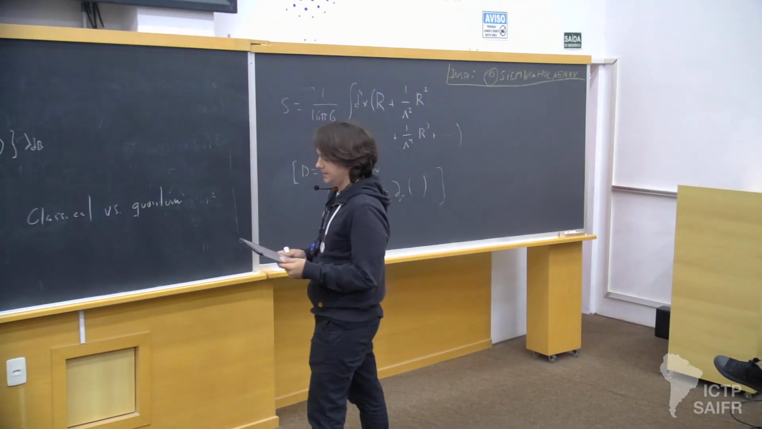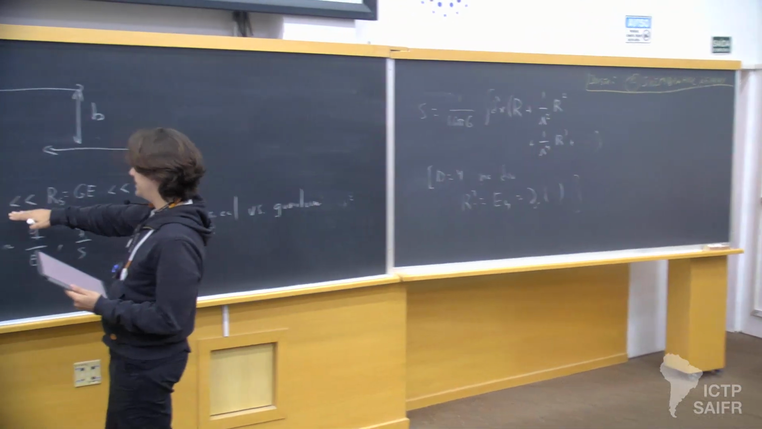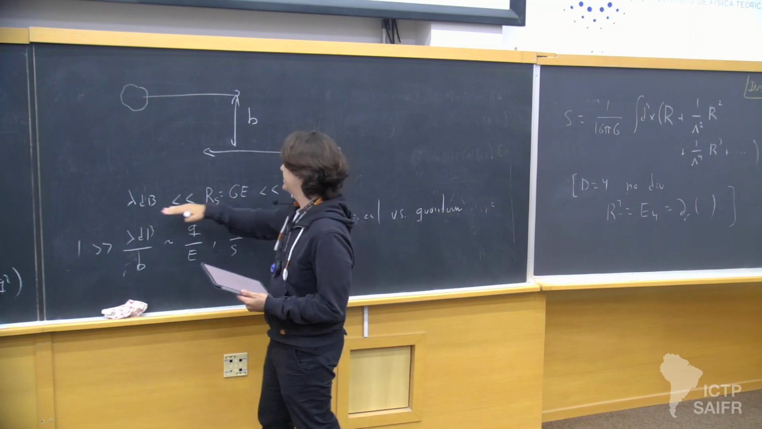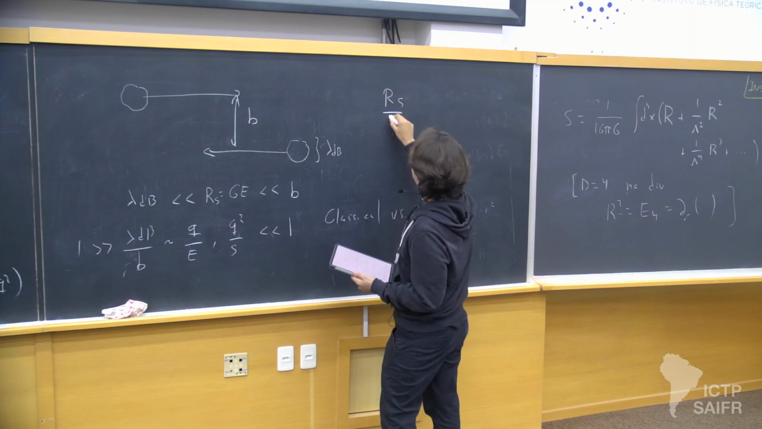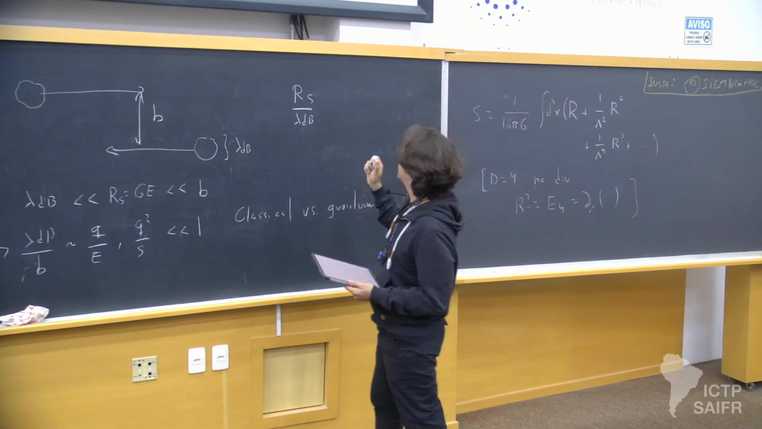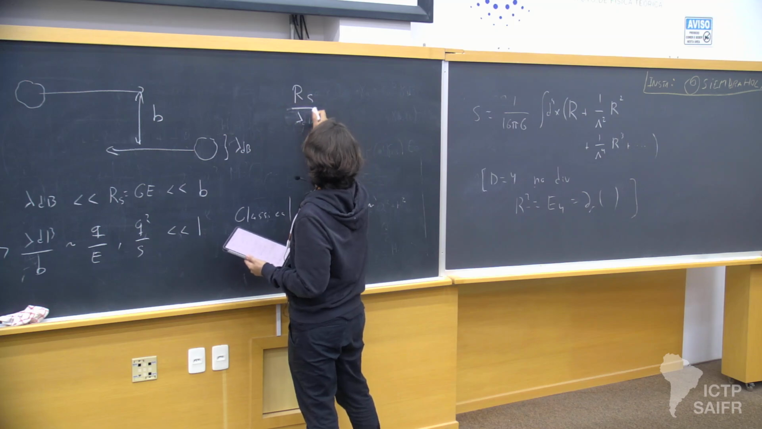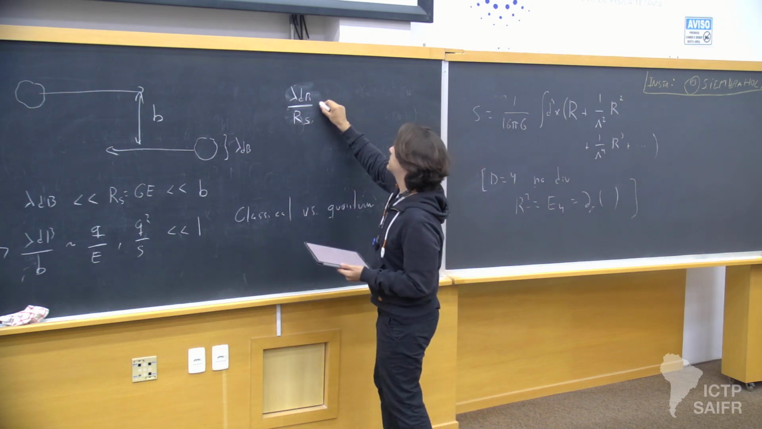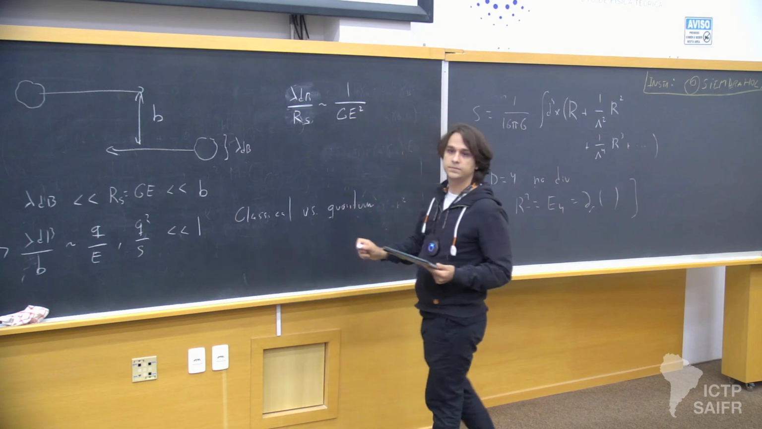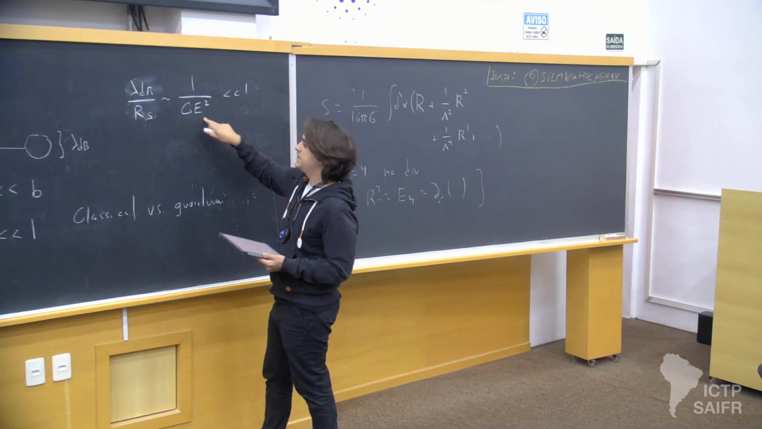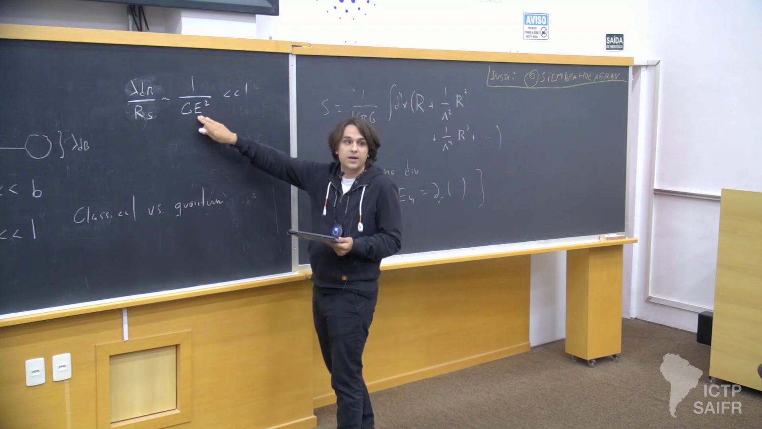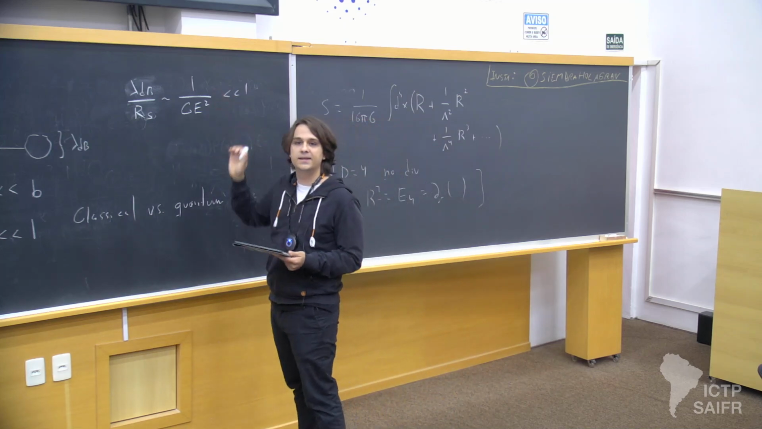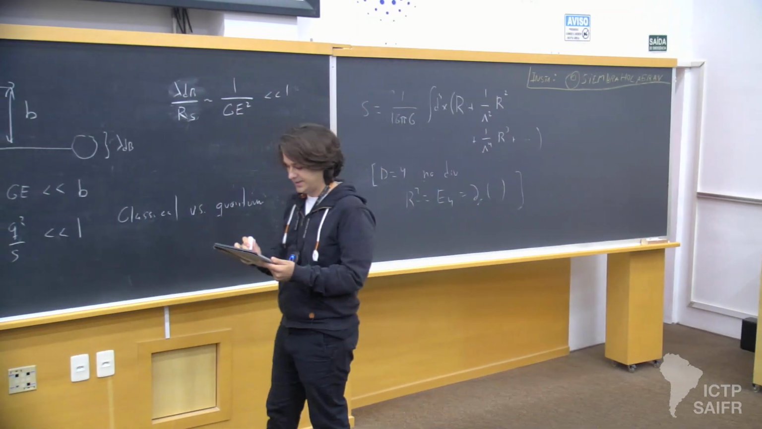And by the way, notice that the fact that this hierarchy is large is precisely what we said earlier. What is R_S over the de Broglie wavelength, or sorry, the other way around? This is 1 over G E squared. So this being very small means that this quantity is very large. So classical objects have very large energy in Planck units, which is what invalidated our usual perturbative analysis in terms of derivative counting in classical GR.